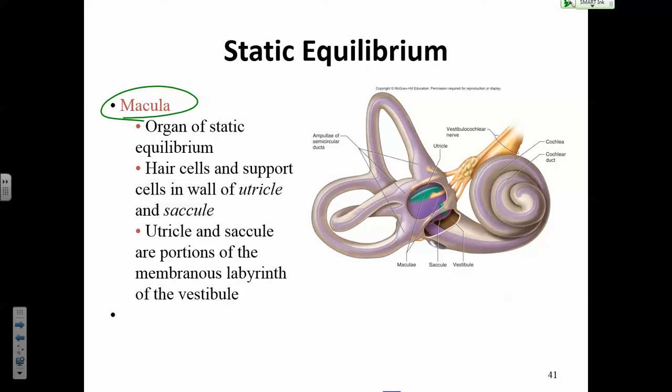Now this picture is very difficult to visualize, but what I want you to look at is the purple, the membranous part. Here is the vestibule, this area, and within the vestibule there are two purple sacs. Can you see two purple sacs? One is called a utricle, and the other is the saccule, the utricle and the saccule.